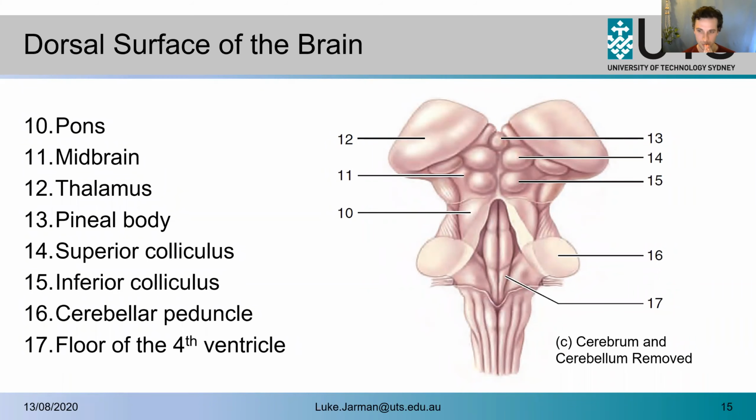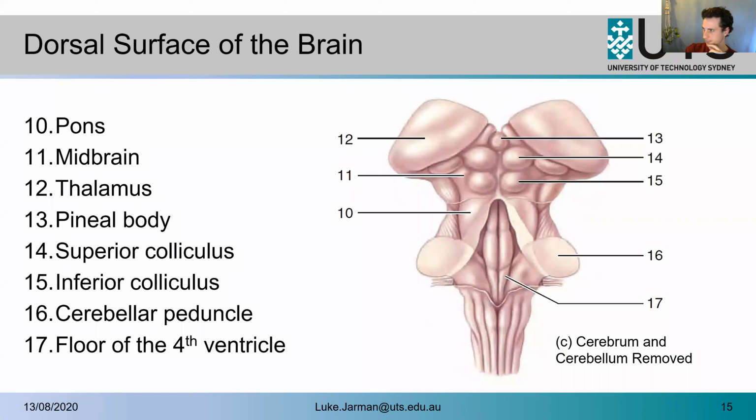This is another diagram where the cerebrum and cerebellum are both removed. So it's mainly just looking at the midbrain and the pons and that kind of thing. 10 is your pons, 11 is your midbrain. Then you have your thalamus. 13, 14, and 15 are your pineal body, superior colliculus, and inferior colliculus.